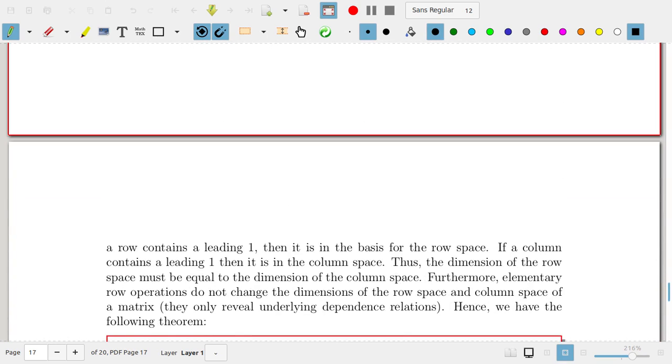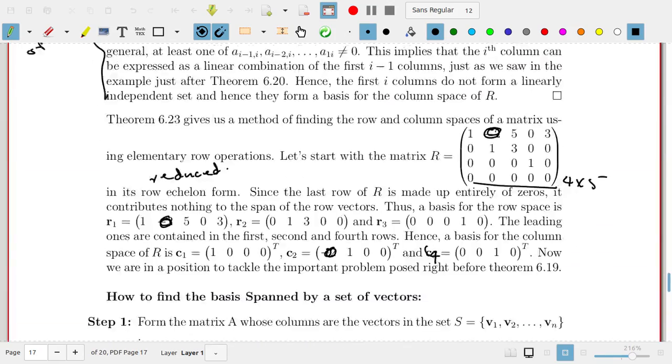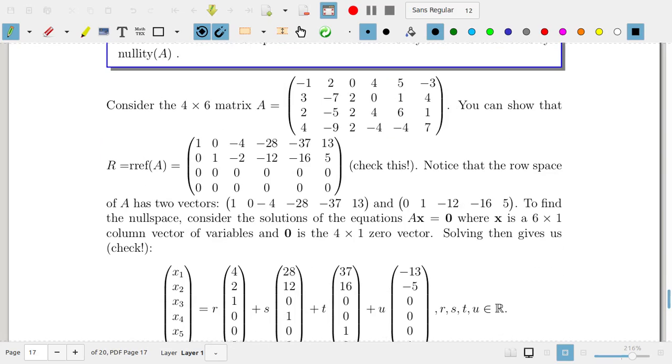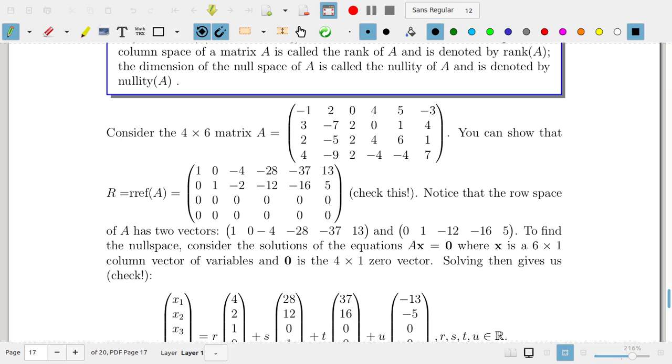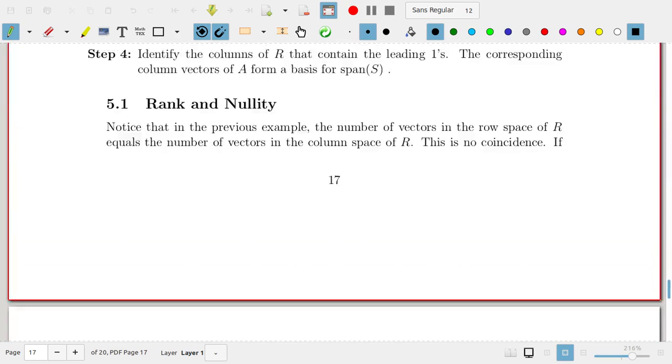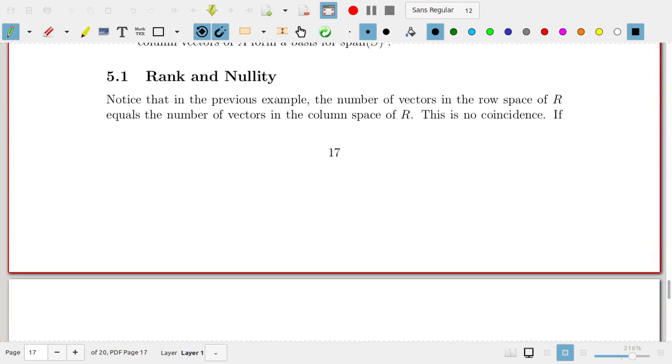So now let's look at rank and nullity. Examples are given in your assignment, right? So the number of vectors in the row space of R equals the number of vectors in the column space of R. This is something we just saw, right?